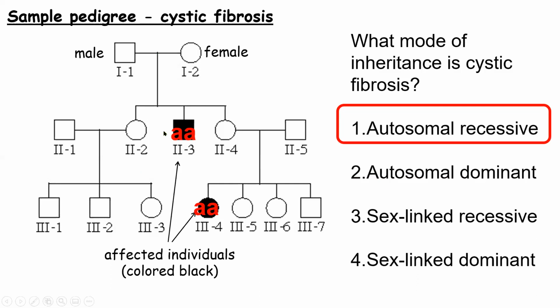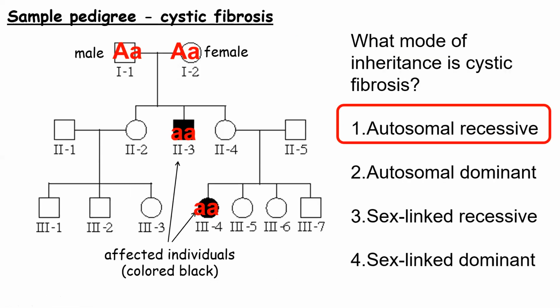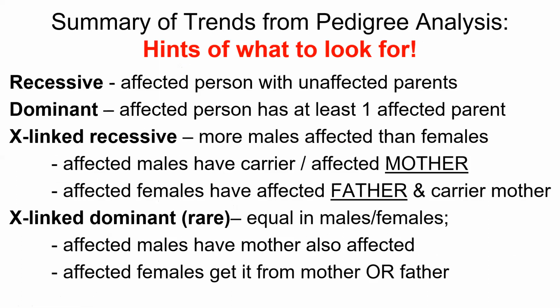So anyone with the trait has two lowercase alleles. How is that possible? Well, each of these parents must have also had one lowercase allele each, but they also had an uppercase dominant allele that keeps them from having the disease. And so that's why they're not colored. So all the parents of these affected kids have the heterozygous genotype.